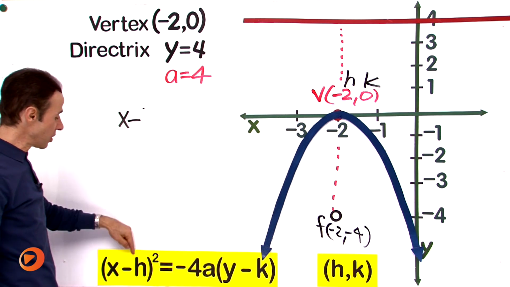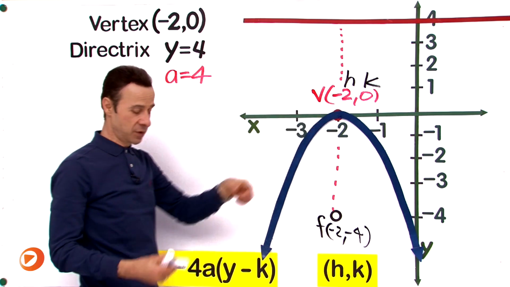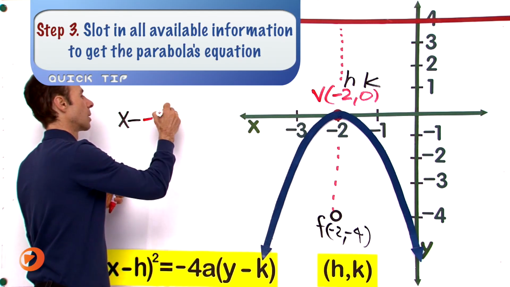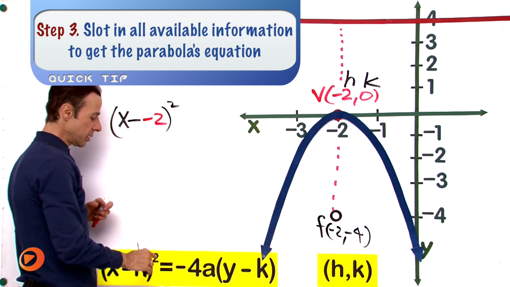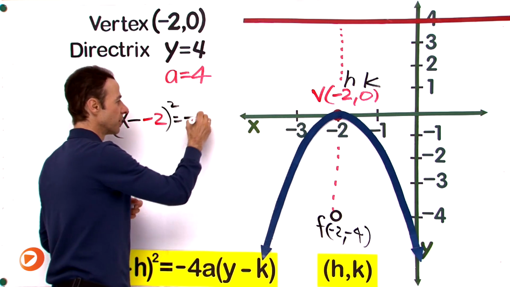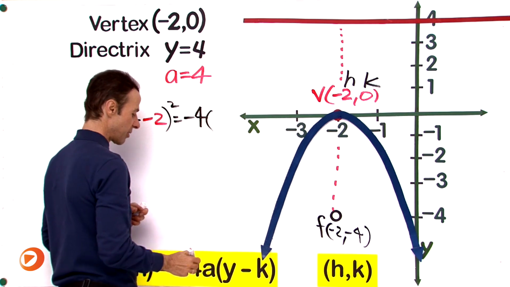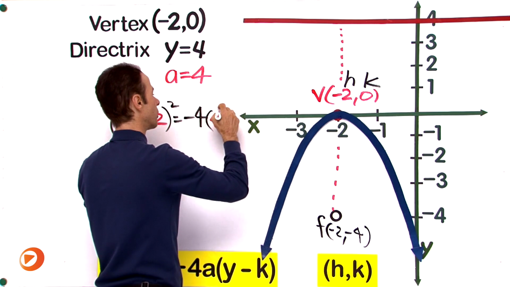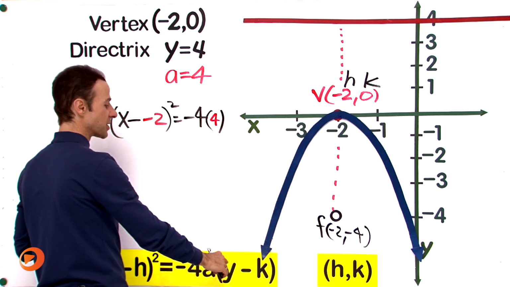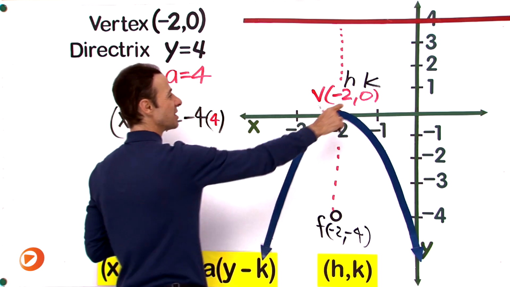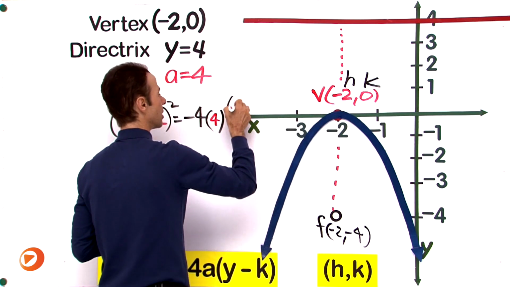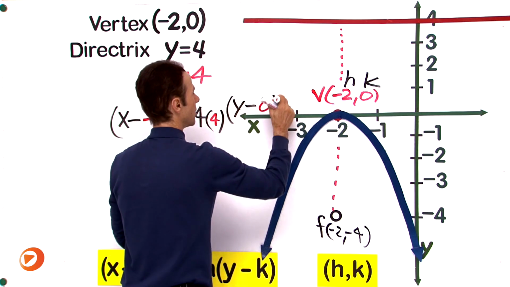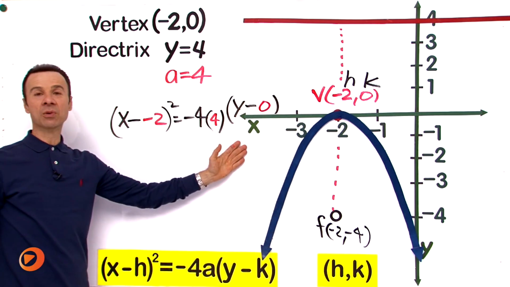So let's see what we get. We get x minus, what's our h value? H is negative 2. X minus negative 2, all squared, equals negative 4a. Now what's our a value? Well, we know a equals 4, don't we? Like that, 4a equals 4. Y minus k. Now, what's k? K is 0. So it's just y minus 0. Okay, so that's what our formula looks like, y minus k.